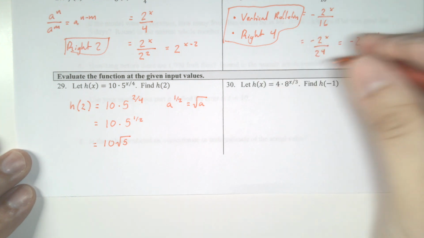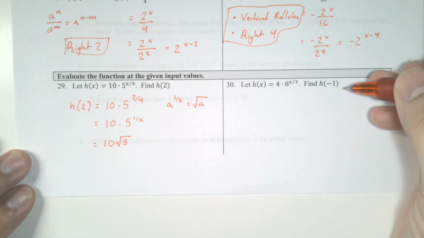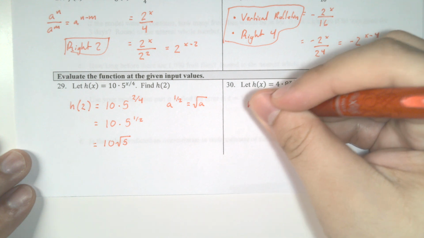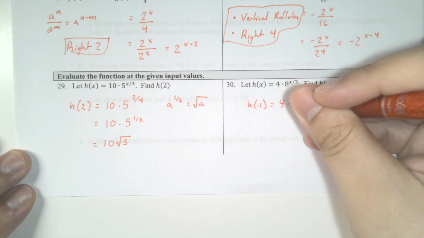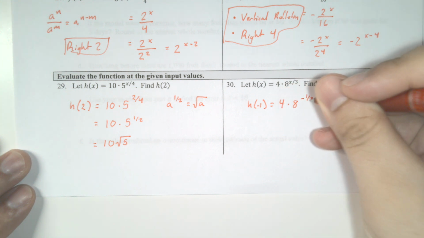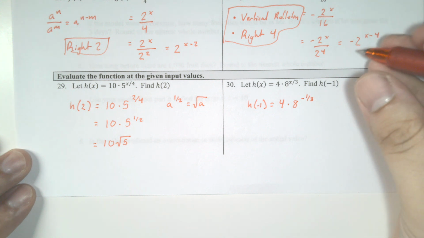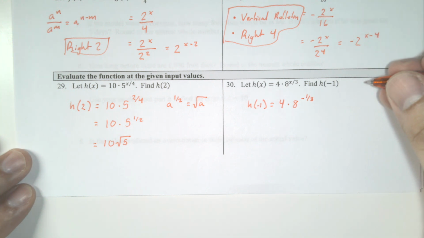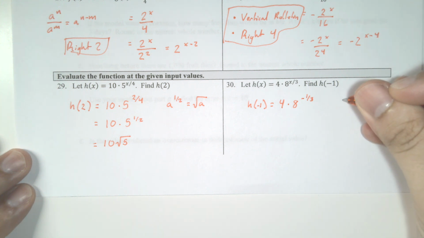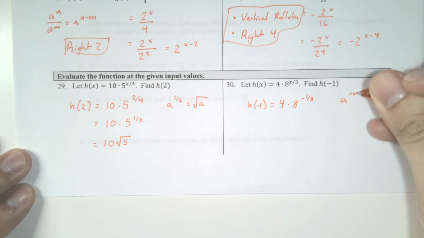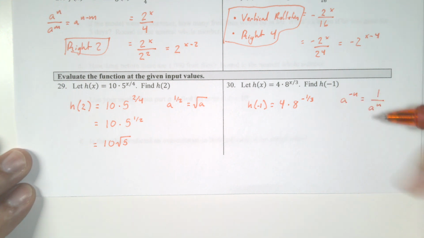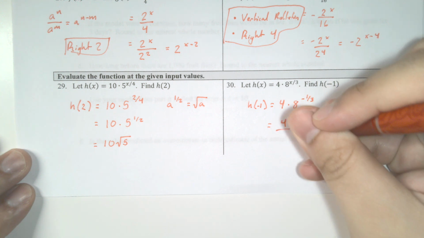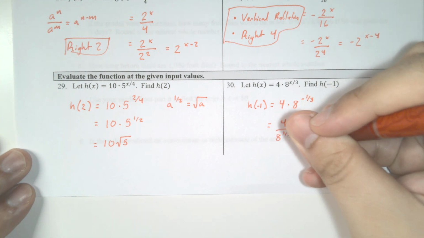And for number 30, we want to evaluate this function at -1. So h of -1, we're just going to replace x with -1. That means we have 4 times x to the -1/3 power. So another two important properties to recall here. First, if we have a number to a negative exponent, that's going to be 1 over a to the n, which means that we can rewrite this as 4 divided by 8 to the 1/3 power.